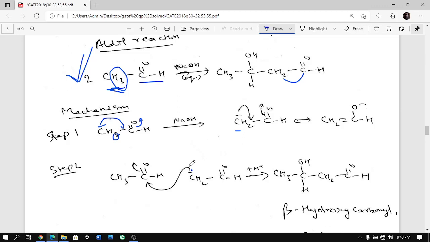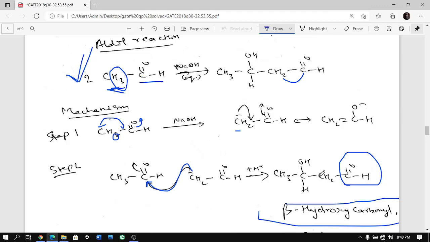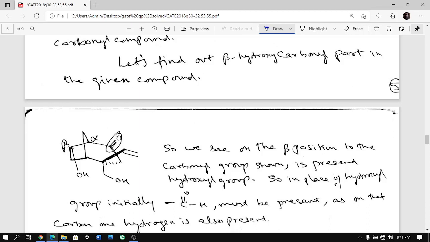Next, this negative charge goes and attacks the next molecule, and you get a beta hydroxy carbonyl group. That carbonyl group is intact. On the alpha carbon the proton was lost, you got a negative charge, it attacked the carbonyl group, and that carbonyl group becomes OH, in the beta position. So you look for a beta hydroxy carbonyl group when you look for the retro-aldol reaction. Here this was the ketone, so look at the alpha and beta positions. Can you see a hydroxy group? No, it is CH2OH. What we need is OH.